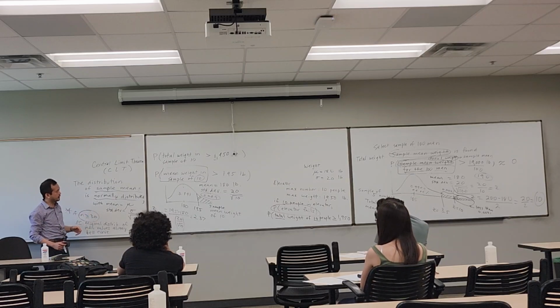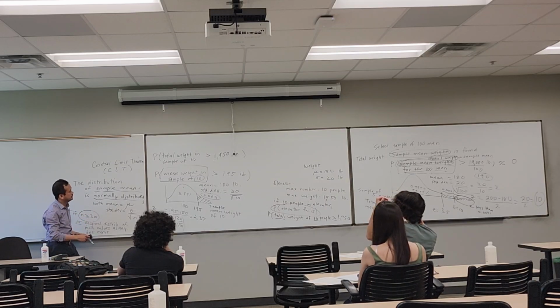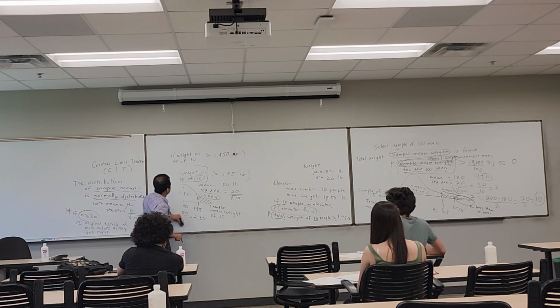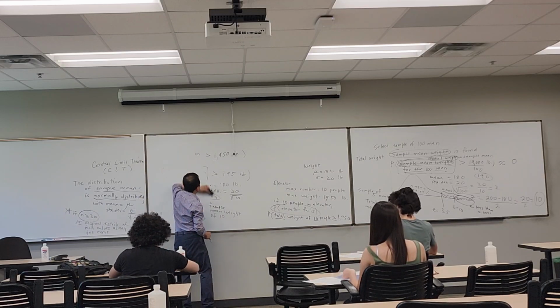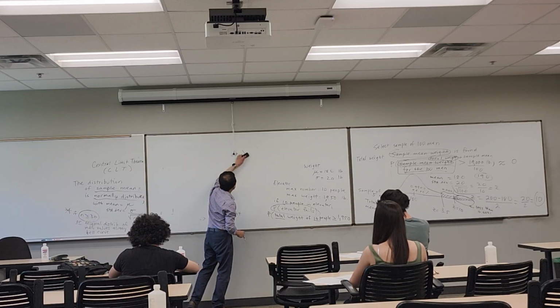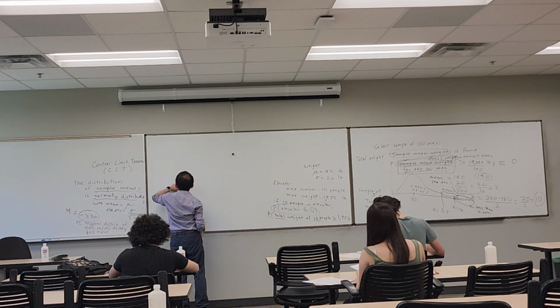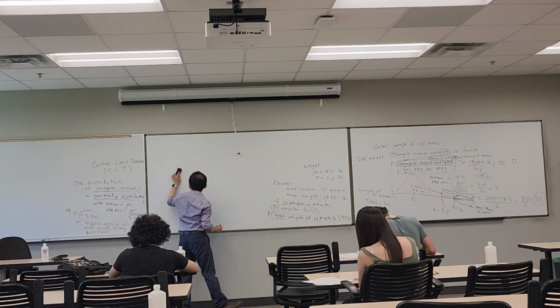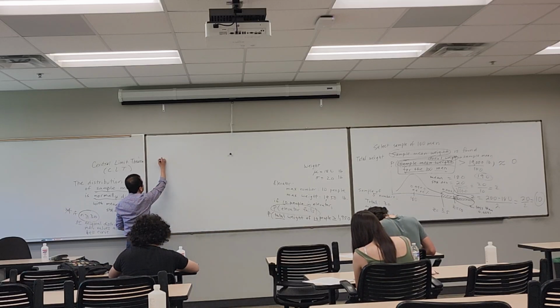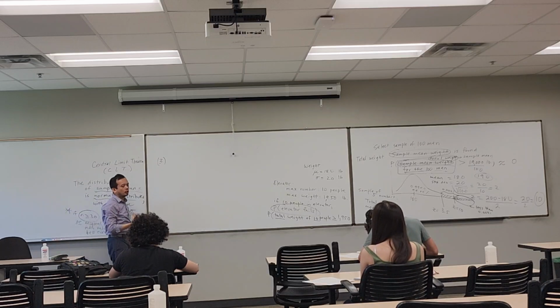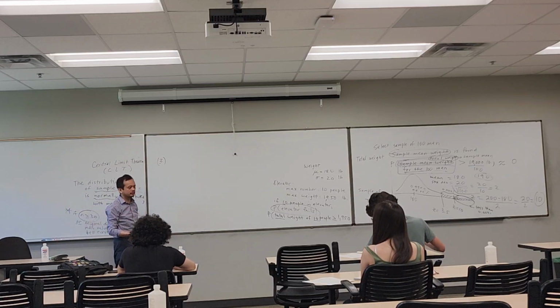So now let's go on to talk about the third time we use bell curves. The third time we use bell curves is this idea called a normal approximation to a binomial probability distribution.